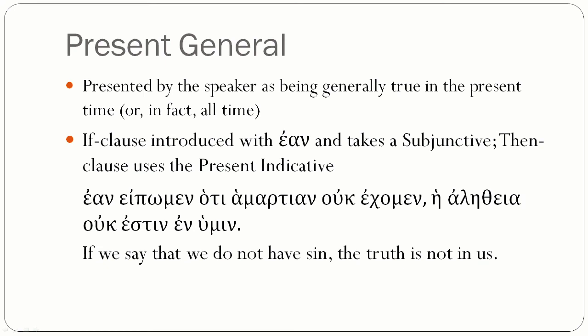Right, that eipomen is a subjunctive with the long vowel. Hoti hamartian ouk echomen, he aletheia ouk estin en hemin. If we say, or you can even say if we should say, but to make it really subjunctive, but if we say that we do not have sin, then the truth is not in us. Something that is generally true pretty much all the time. Anybody who comes up to you and says, hey, congratulate me, I haven't sinned for the last 4 years. Guess what, they're lying to you, okay? If we say that we do not have sin, the truth is not in us.